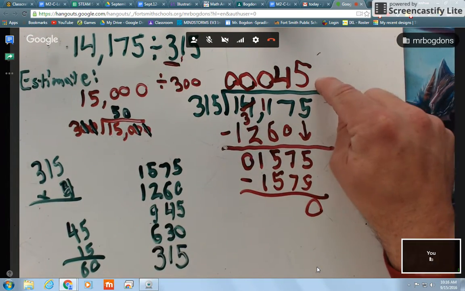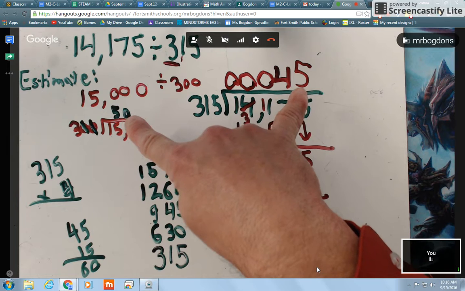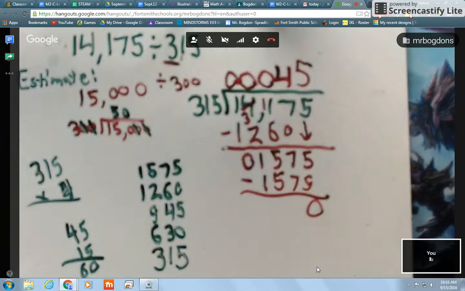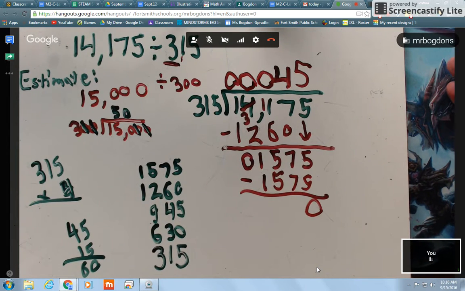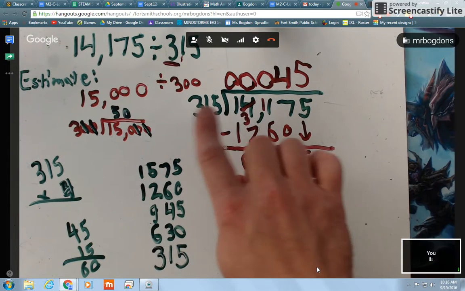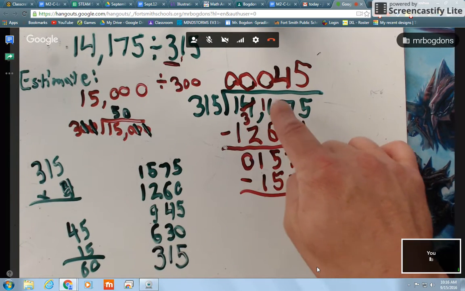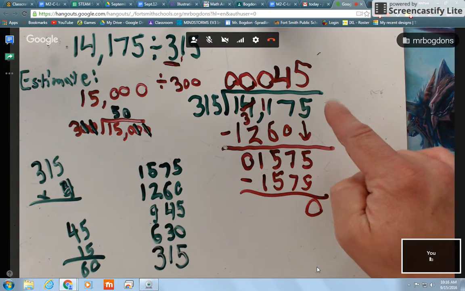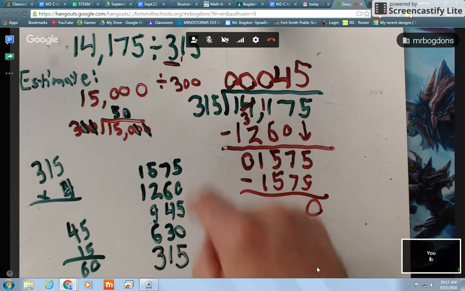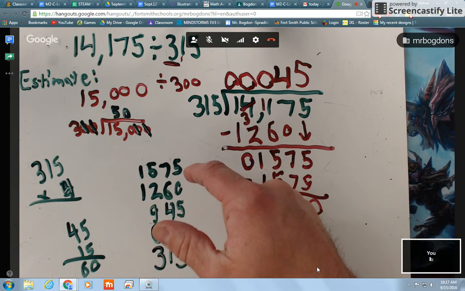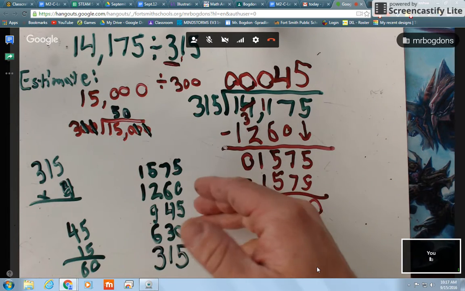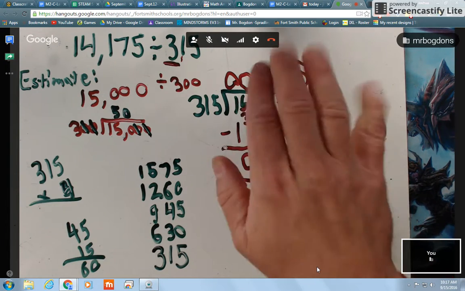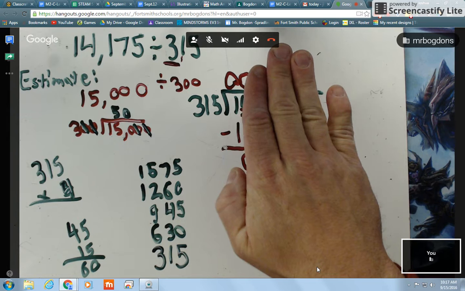Is my estimate and my exact answer really close? Yes. Did I probably do this correctly? Yes. Did we just seriously divide a 3-digit number into a 5-digit number? Yes. We can do this. We can use multiplication towers. Yeah. We can use multiplication towers to really help us break things down.